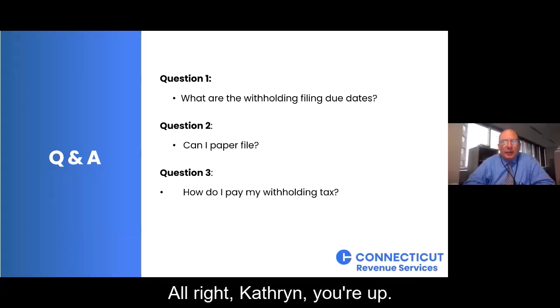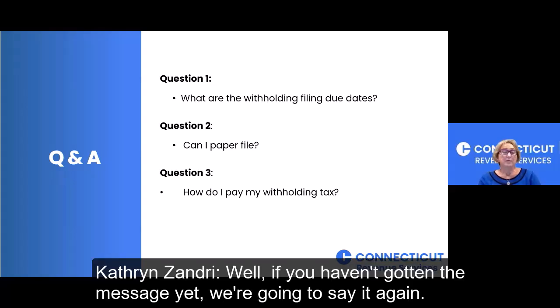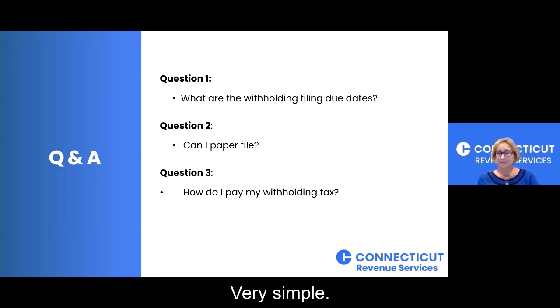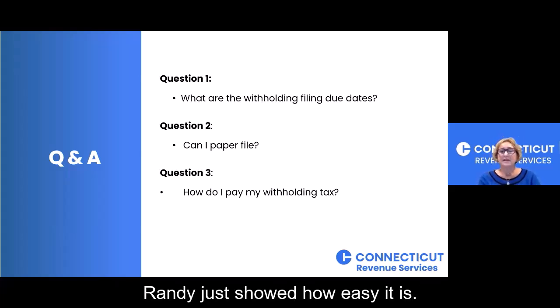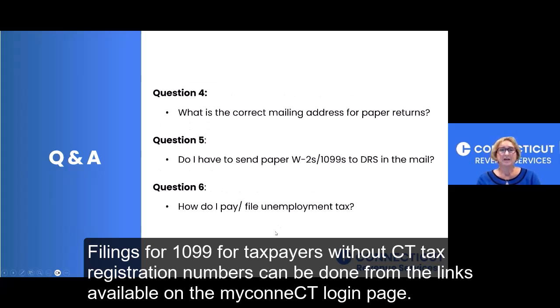All right, very good. All right, Catherine, you're up. Here we go. How do I pay my withholding tax? Well, if you haven't gotten the message yet, we're going to say it again. Please file and pay through MyConnect. Very simple. Randy just showed how easy it is. Filings for 1099s for taxpayers without Connecticut tax registration numbers can be done from the links available on the MyConnect login page.